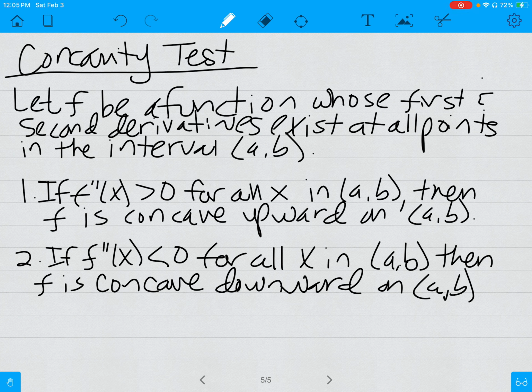So it's a very similar idea to what we were doing with the first derivative to find where functions were increasing and where they were decreasing, what intervals are they increasing and decreasing over. This is very similar, except it's for concavity. So looking at the cup shape, not whether the function is increasing or decreasing, but which way is it cupped, right? Is it cupped downward or cupped upward?